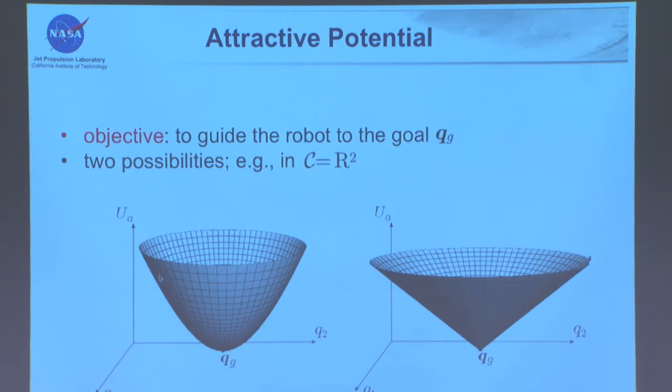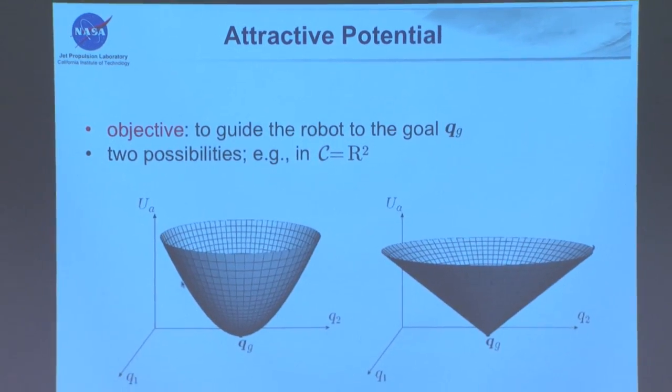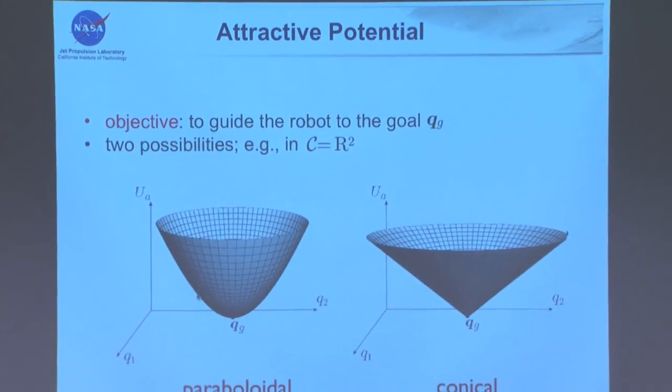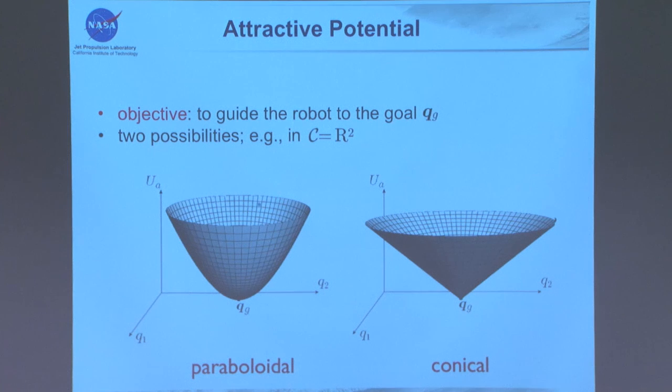So if this is your desired goal, and you are nearby, and you define a gradient, it will be in this direction. And if you follow the opposite direction of the gradient, you will get close to the goal point. It's like if you drop a marble here and let it follow the gradient, it will just keep rolling and reach the goal. That's why these potentials are called attractive potentials. They have different shapes and different properties, and usually in practice, people use both of them.